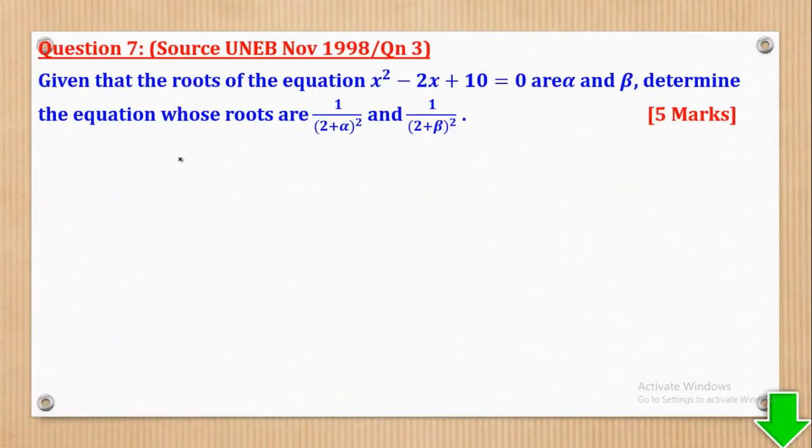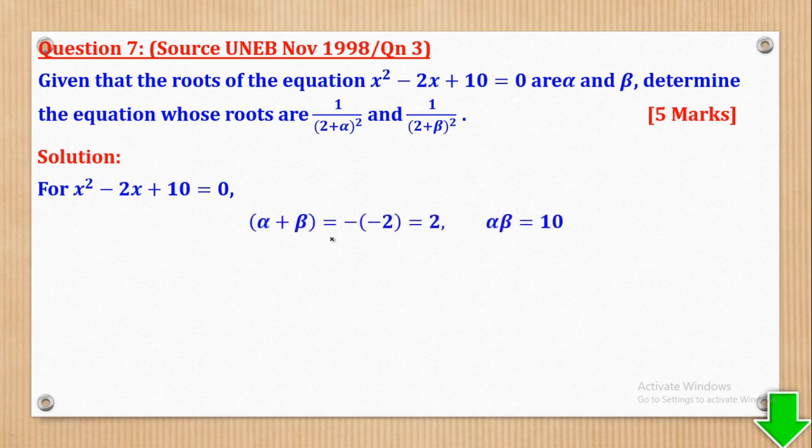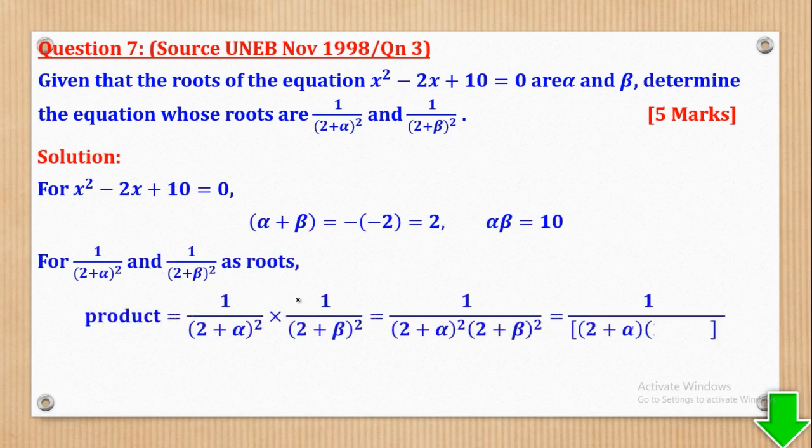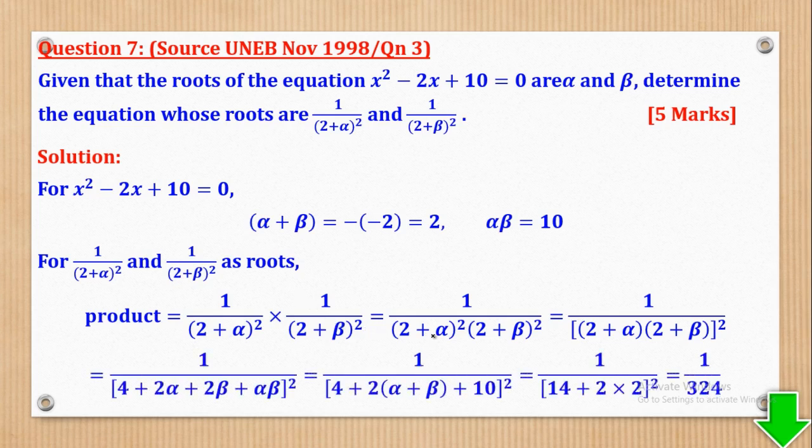So now we shall go to question 7, which came from UNEB, November 1998, paper 1, question 3, and says, given that the roots of the equation this are this and that, determine the equation whose roots are that. So it's somewhat similar to the one you have just done, but let's do it anyway. So for this, the sum is that and product is that. Then for this, product is that. So simplify and substitute to get that. So that is the product of roots.